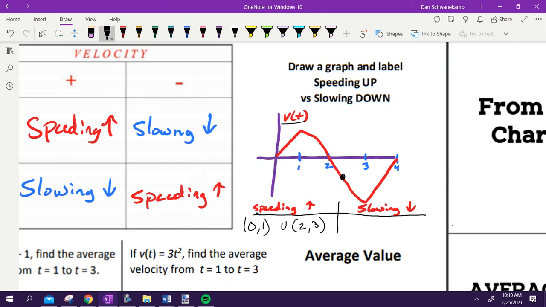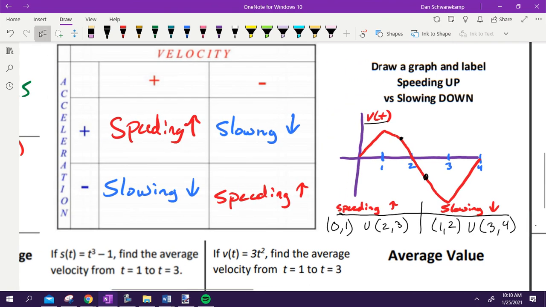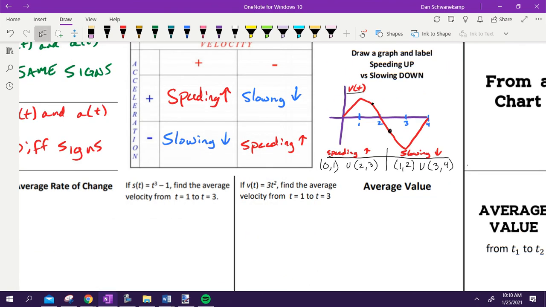Okay, so obviously I'm slowing down from 1 to 2 because from 1 to 2, like right there, velocity is positive, but my acceleration is negative because I have negative slope. I'm getting closer to 0. And then I'm also slowing down from 3 to 4. If you're looking at a graph, I think it's easier. Are you getting closer to 0, further away from 0? If you don't have a graph, that's when you need to make sure you're stating velocity and acceleration.